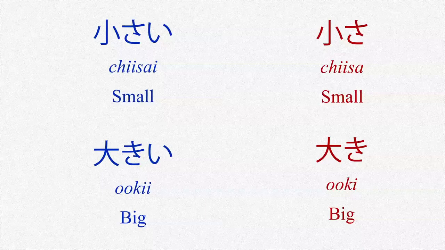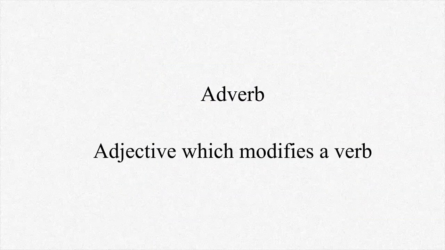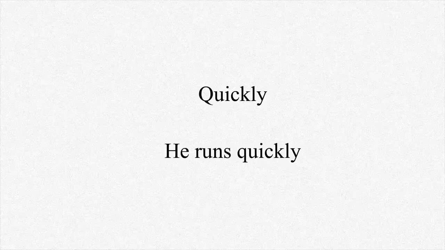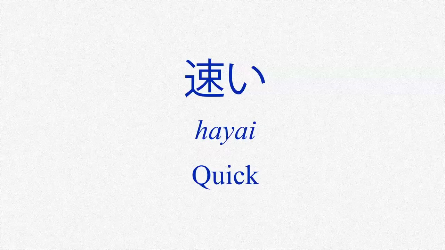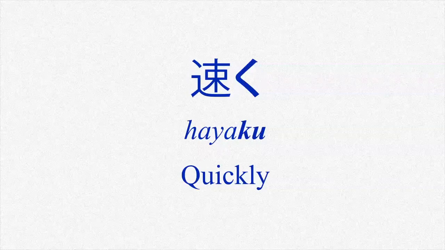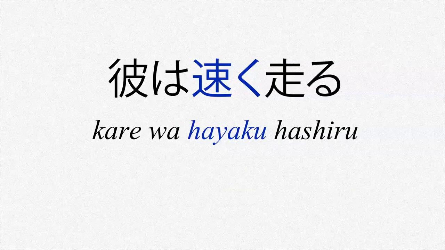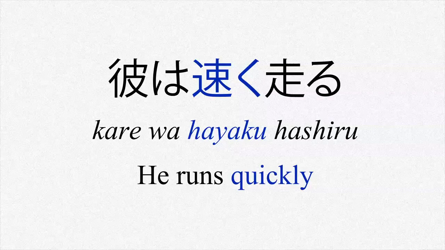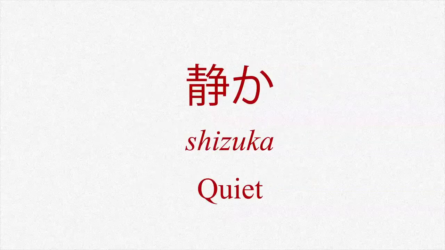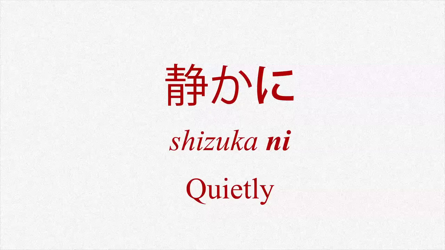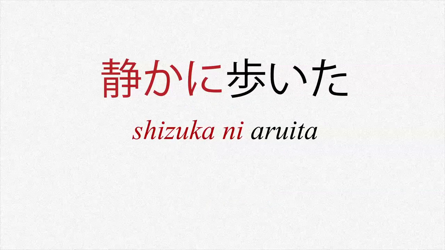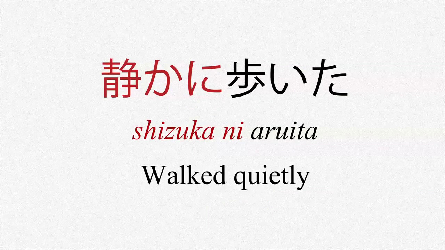Finally, an adverb is an adjective which modifies a verb. For example, quickly, as in, he runs quickly. To make an i-adjective into its adverbial form, change the final i to ku. Here's an example. This means he runs quickly. To make a na-adjective into its adverbial form, simply add ni. Here's an example. This means walked quietly.